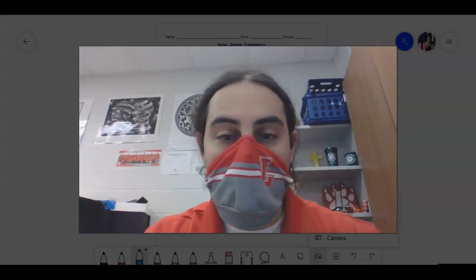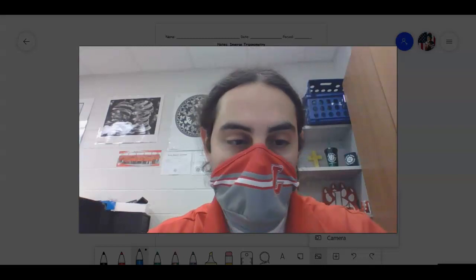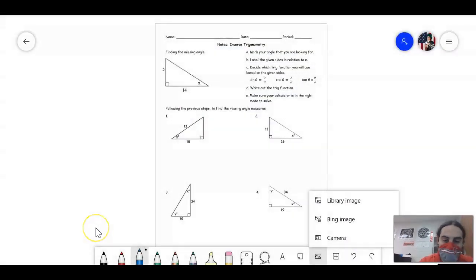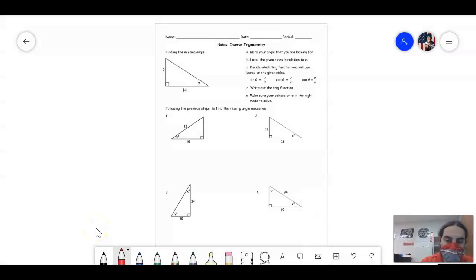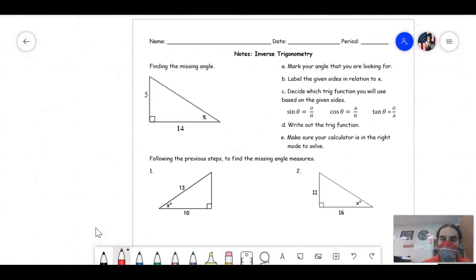All right, geometry. You also need to know how to use trigonometry to find a missing angle, and this is called inverse trig. So let me show you what it's all about. For inverse trigonometry, it tells you what to do over here, but I'm going to show you down here. First, let's do this first one.